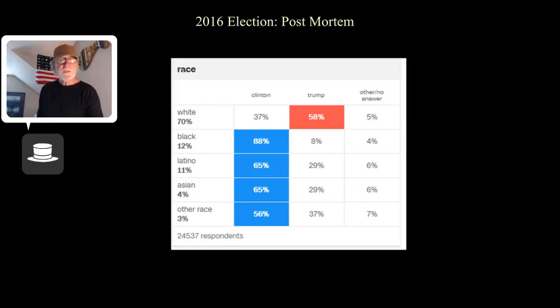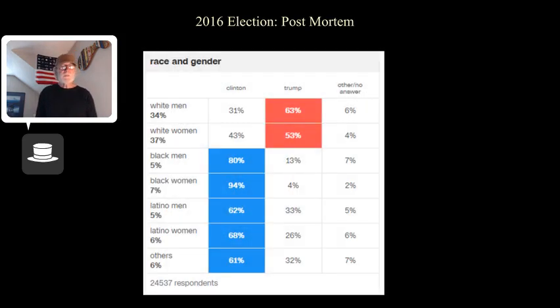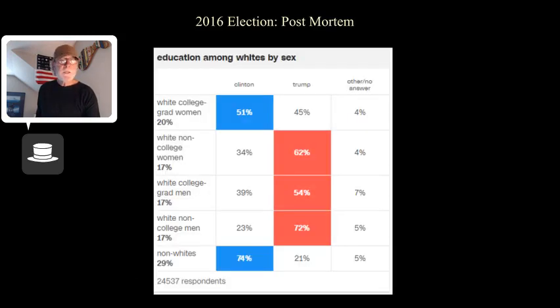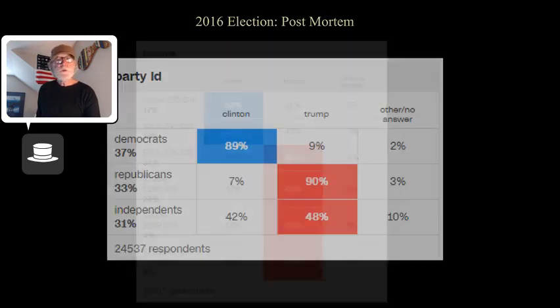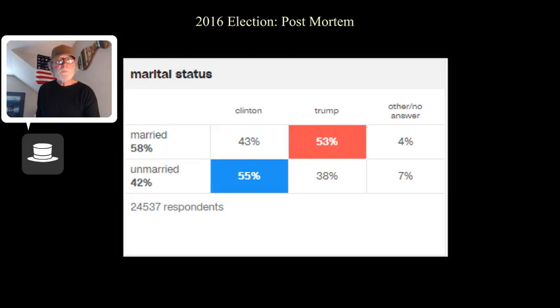Okay. So race and gender. You can see that 53% of white women supported Trump. You got the majority of white women, right? Despite the misogyny and, who knows what's going on here, right? Lots of factors come into play. So I just thought I would put these up for you to look at. And I'm going to let you examine them.